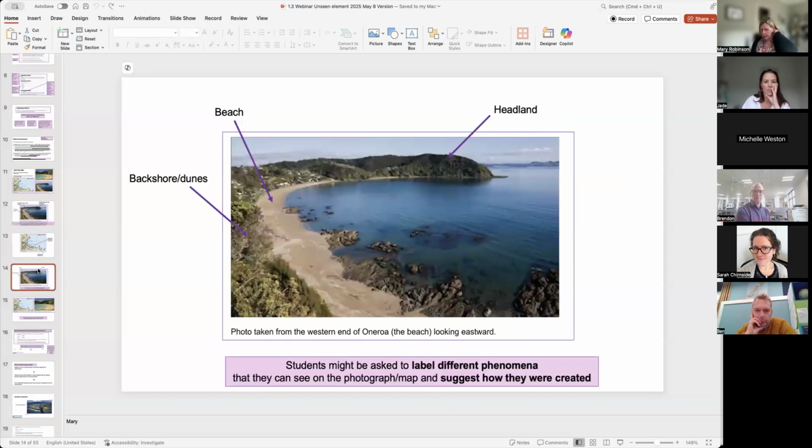Another thing they might be asked to do is to label some different phenomena that they see on the photograph or map and suggest how they're created. So they might have a dune or a beach or a headland, and there might be some questions about how were those particular phenomena created, because you'll remember back in the standard that is part of how have natural processes created particular phenomena.